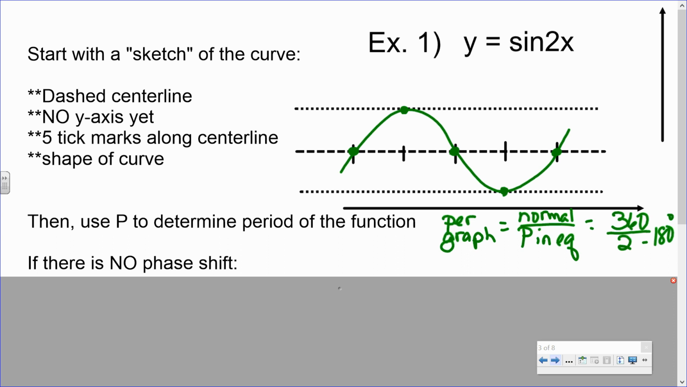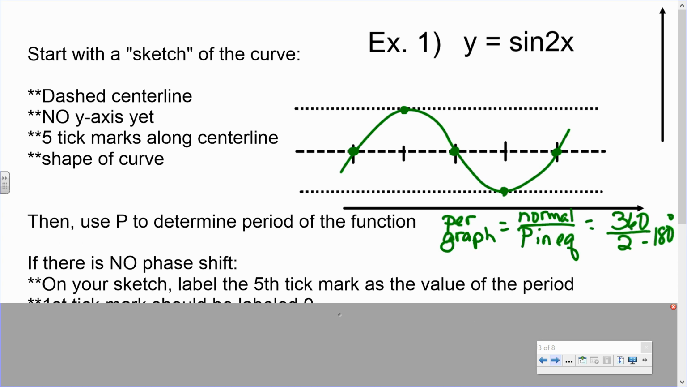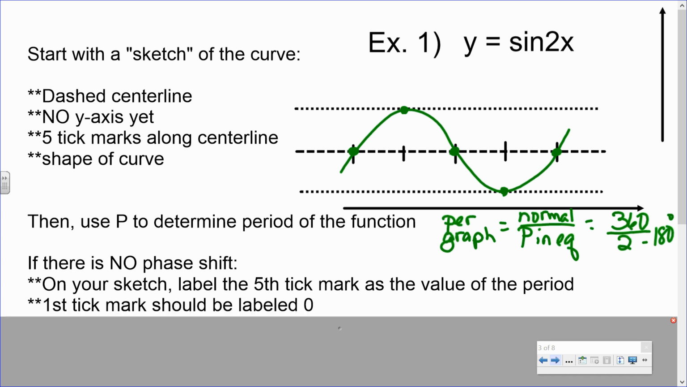If there's no phase shift, is there a horizontal shift on this one? Nope, so we're going to go ahead with these steps. If there is no phase shift, we get to go ahead and start putting these angles directly on our graph. So we are going to label the first one 0, and the last one with whatever we figured out the period on the graph needs to be, which is 180 degrees. So if this had been 1 in the book, and this was labeled 0, and this was labeled 180, would you know, looking at that graph, that the period's 180 degrees?